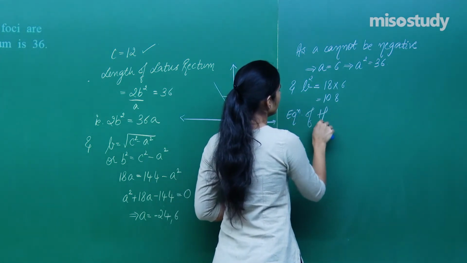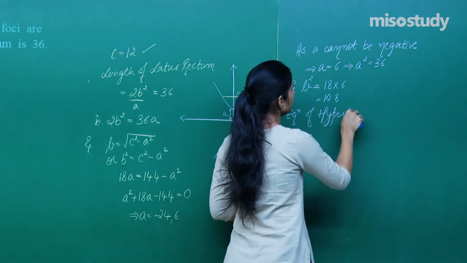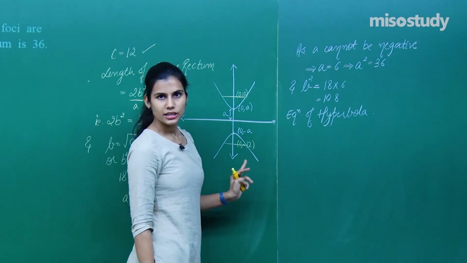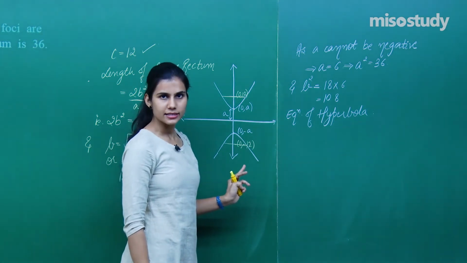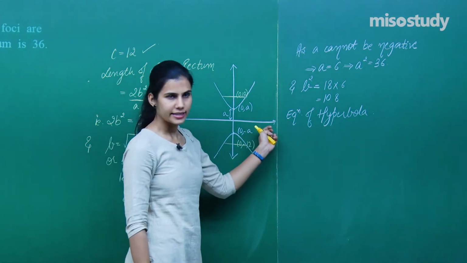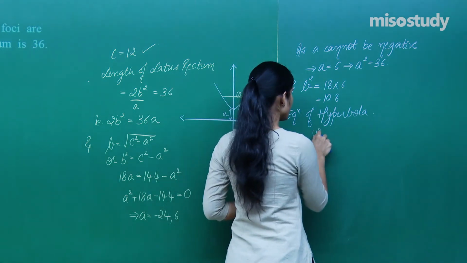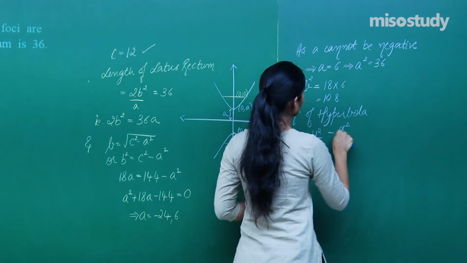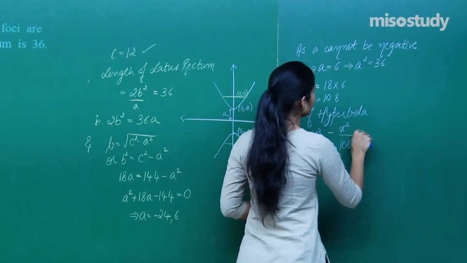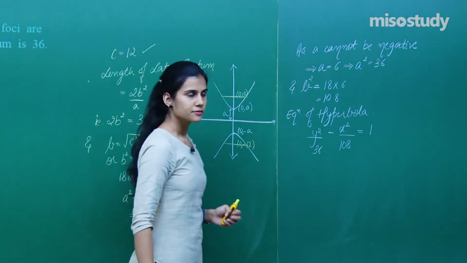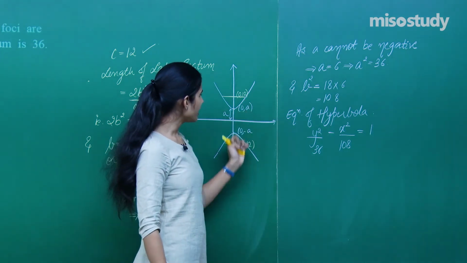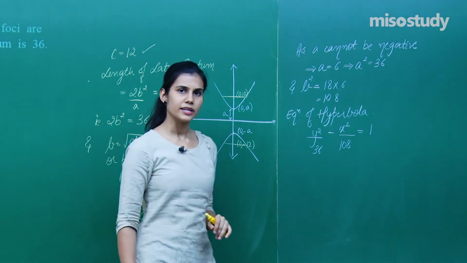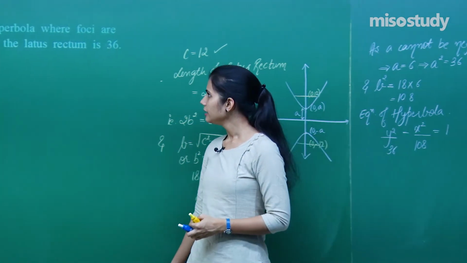Not ellipse, hyperbola. Equation of this hyperbola is, what is this? Transverse axis is along y-axis and conjugate axis is along x-axis. It is given by y square by a square minus x square by b square equals 1. That is the very hyperbola. Let's move to the next one.